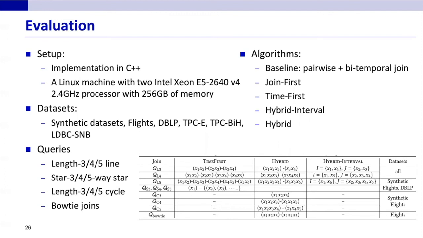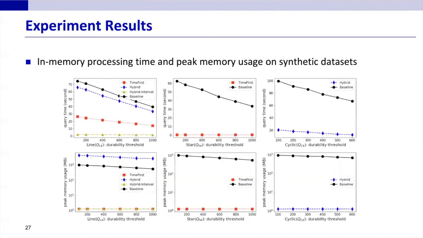The main goal of our experiments is to show the running time and the memory usage of our algorithm and the baseline algorithms under various queries and under various synthetic and real datasets. The types of queries we tested are simple practical queries, such as line, star, cycle, and bow tie joins with different lengths. First, we saw the results on synthetic datasets.